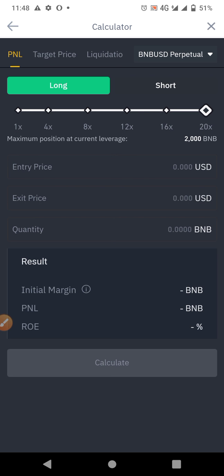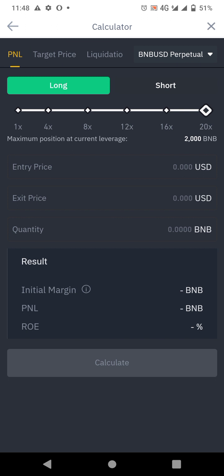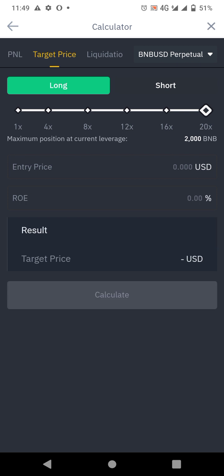Now, these are the things you can calculate. The first one is PNL, profit and loss. You want to calculate how much you will gain if your trade goes the way you want. It is through this PNL. If you want to calculate your loss, if your trading decision goes wrong, it is also through this PNL. Are you getting me?